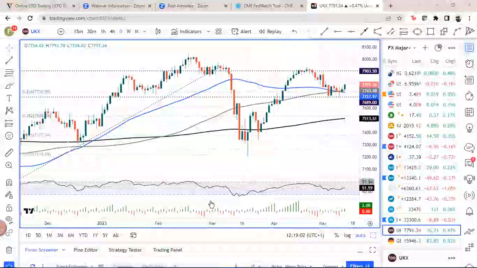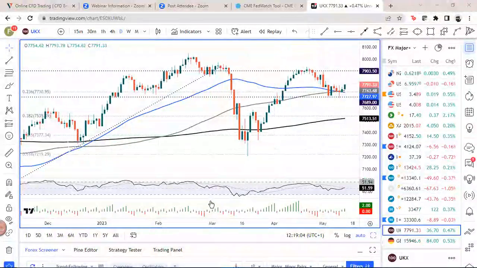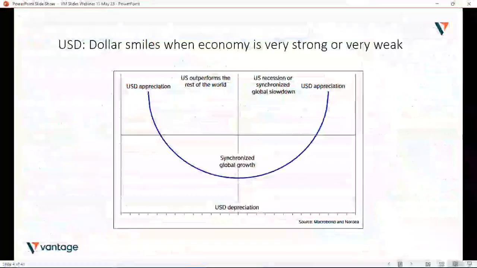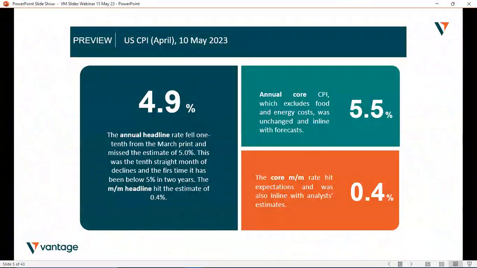Okay, let's quickly review now last week's main events. We've got US CPI data, of course, a big data point in the US. Inflation figures. You've got a graphic here with the main inflation numbers. That's been updated from the preview we showed you last week.